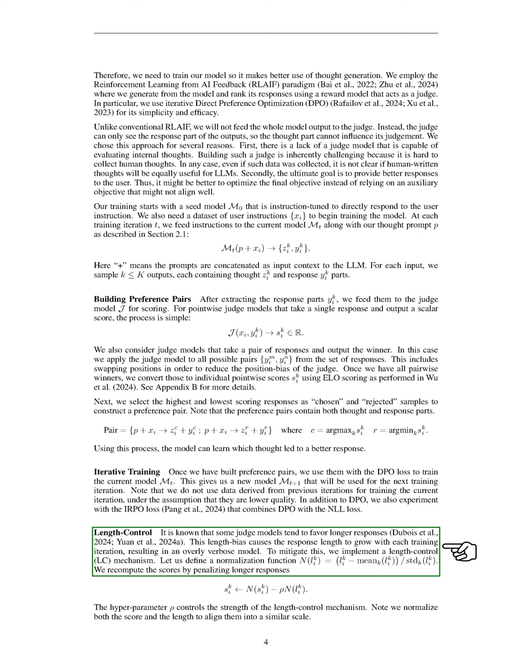We also address length control, as some judge models tend to prefer longer responses, leading to verbosity. To counter this, we implement a length control mechanism. We define a normalization function to adjust scores by penalizing longer responses. A hyperparameter controls the strength of this length control, ensuring that both scores and lengths are on a similar scale.